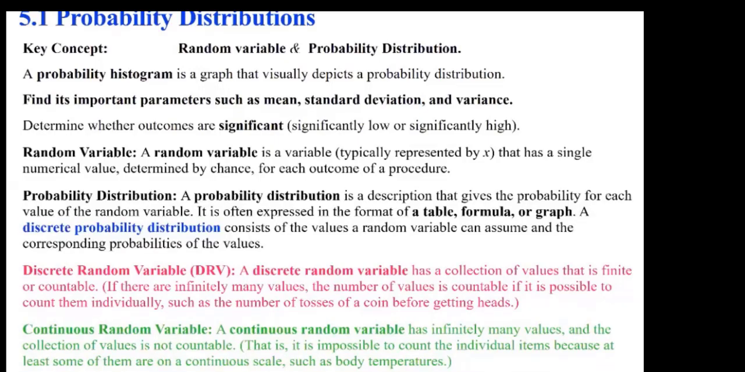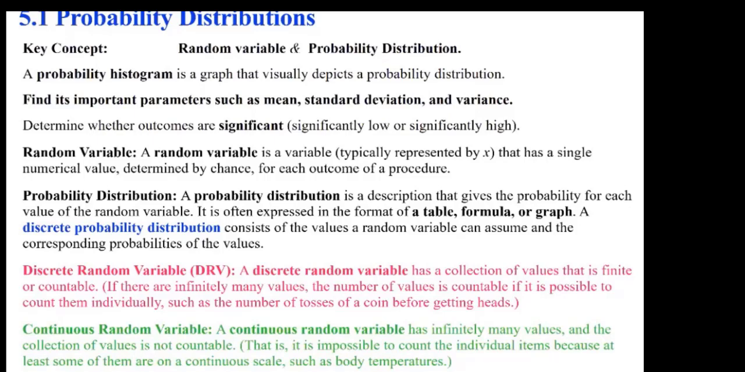Next paragraph, probability distribution. Probability distribution is a description that gives the probability for each value of the random variable. It is often expressed in the format of a table, formula, or graph. A discrete probability distribution consists of the values a random variable can assume and the corresponding probabilities of the values.